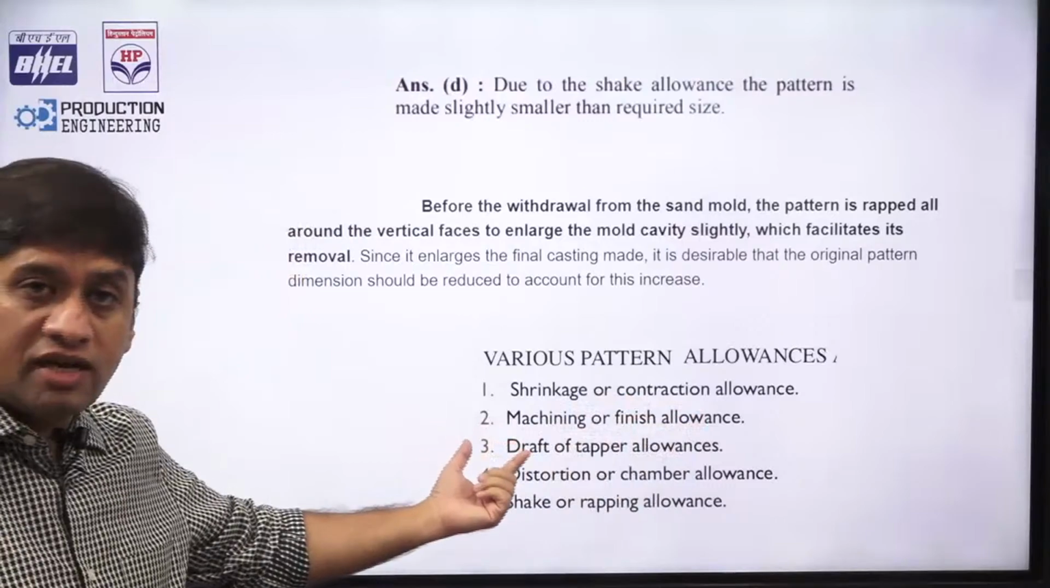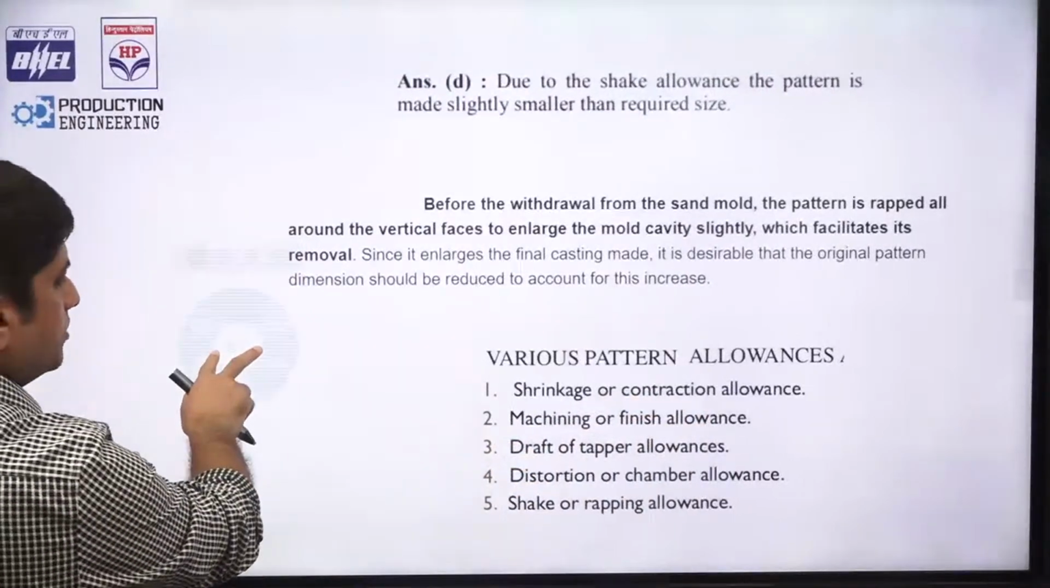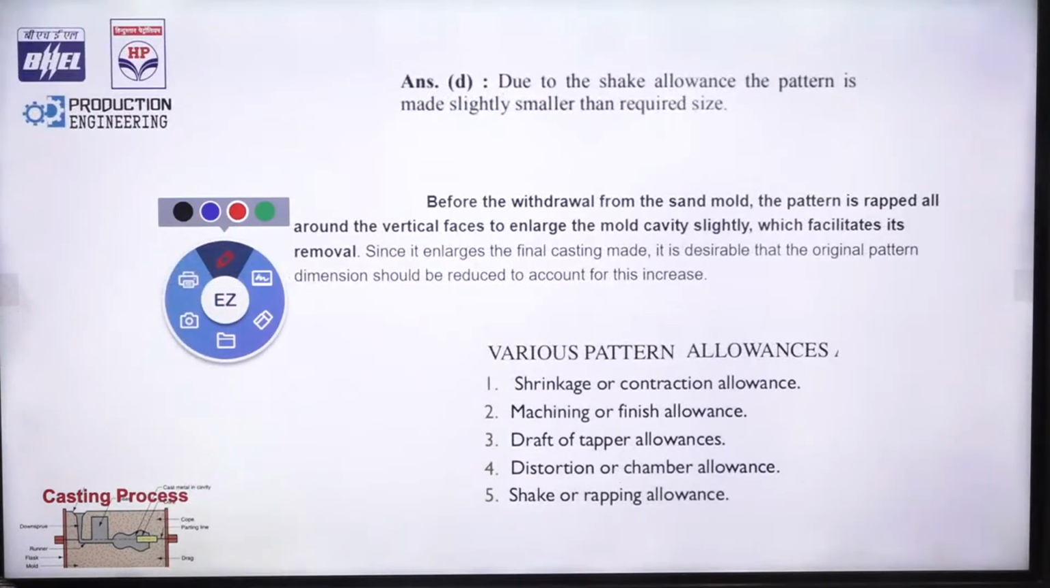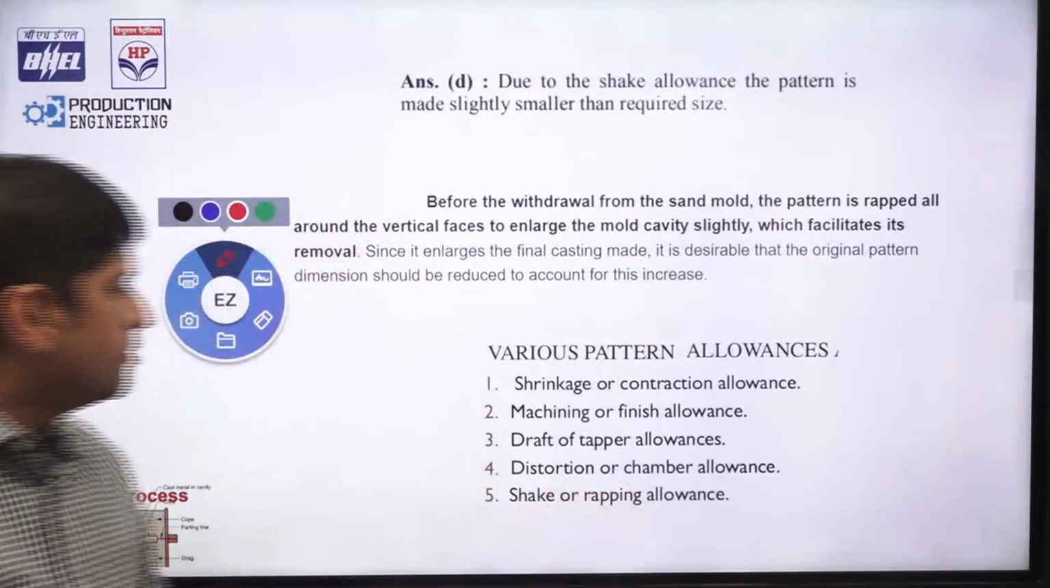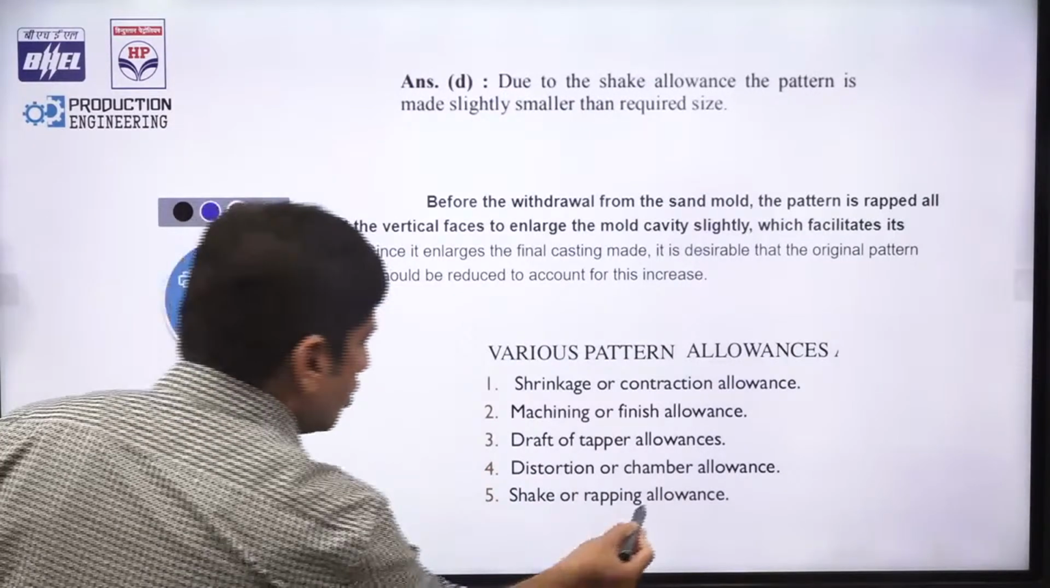And then the machining allowance, then there's a draft or taper allowance. Remember this: taper, basically draft allowance, is very, very important and has to be provided. Then camber or distortion allowance, and then shake or wrapping allowance. So remember these names also.